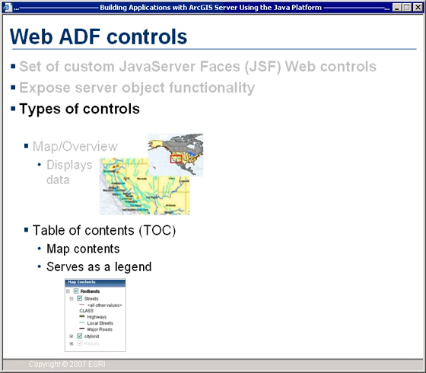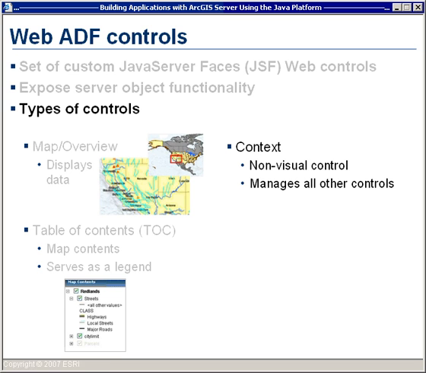There's also a table of contents control, also called the TOC. This displays the list of layers that we see in our map control. It provides us with the ability to turn layers or even entire services on or off. It also contains the rendering information for our layers, so it also serves as the legend for your application.